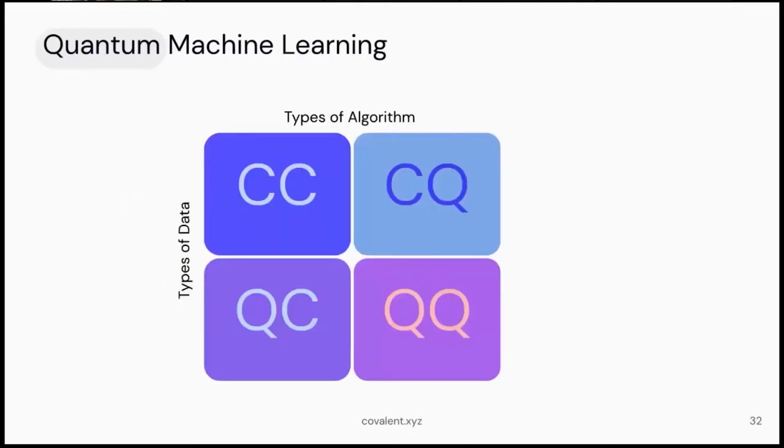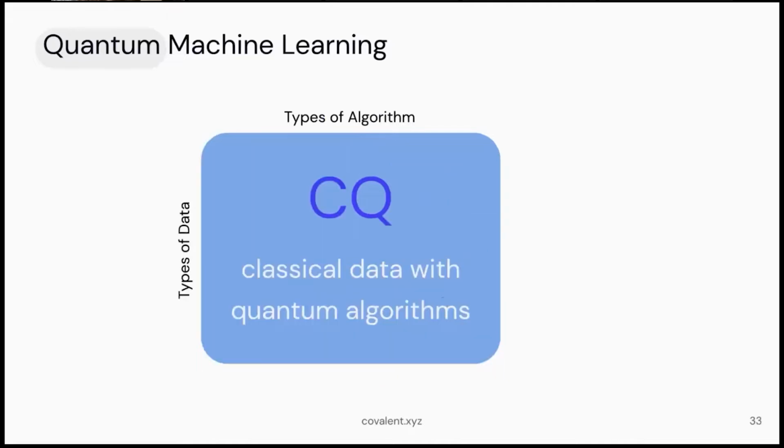Okay, so we can think of 4 different kinds of machine learning algorithms. The most common kind is going to be classical data with a classical algorithm. So that's going to be the top left. But if you start incorporating quantum, you can get a situation where you have classical data and a quantum algorithm. You can have quantum data and a classical algorithm. And finally, you could have quantum data and a quantum algorithm.